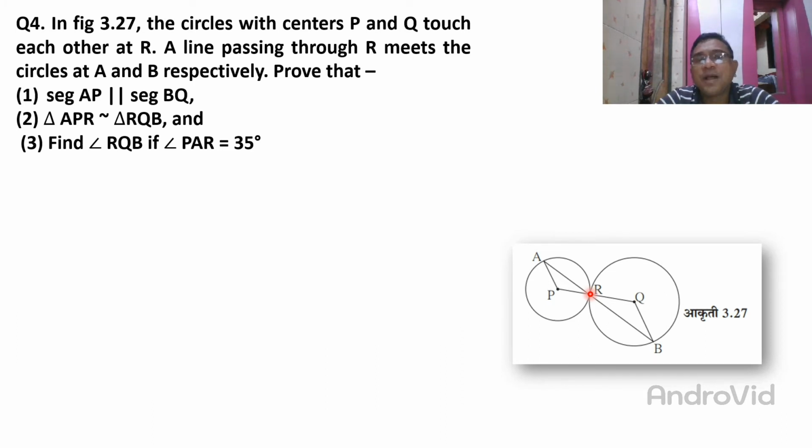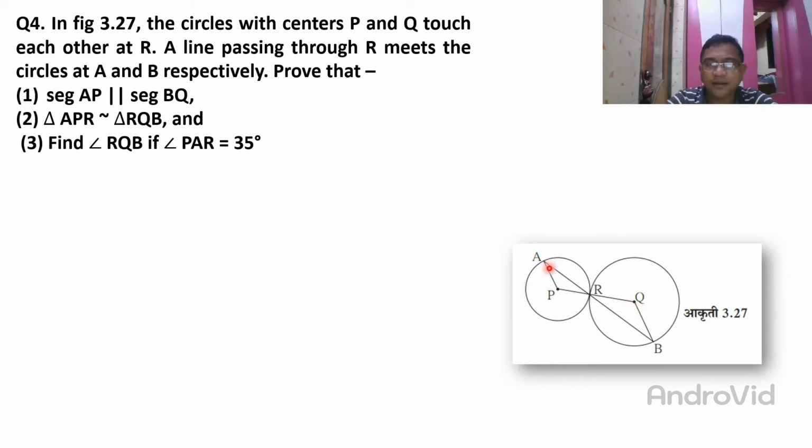A line passes through R and meets the circles at point A and point B respectively. What do you want to prove? You want to prove that AP is parallel to BQ. How can you prove it? You must show that the alternate angles are congruent, then AP and QB are parallel. Another approach: triangle APR is similar to triangle RQB. Then you want to find the measure of angle RQB.